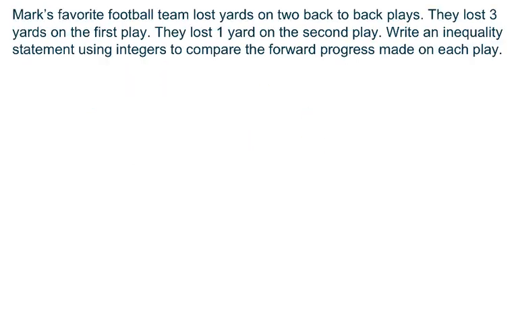Mark's favorite football team lost yards on 2 back-to-back plays. They lost 3 yards on the first play. They lost 1 yard on the second play. Write an inequality statement using integers to compare the forward progress made on each play. So we know that they are going to be negative numbers because they were losing yards. So we are going to have -3 and -1. So what is the smallest number we have? The smallest number we have is -3, and that is going to be less than -1.